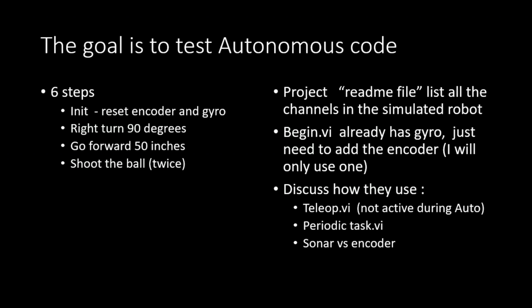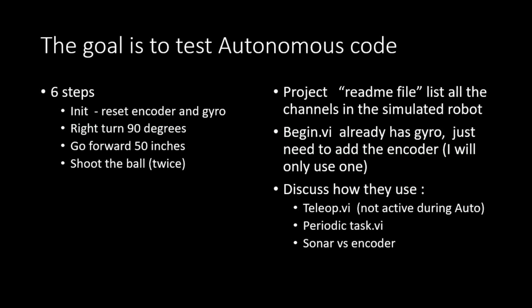So the goal for the autonomous code that I'm going to be writing is going to have 6 steps in it. We're going to initiate, then we're going to turn the robot 90 degrees to the right, go forward 50 inches, excuse me for my hiccups, and then try to shoot the ball twice. And the first thing you're going to see me do as I open up this project is to look at the README file, which describes where all the channels are located in this simulator.